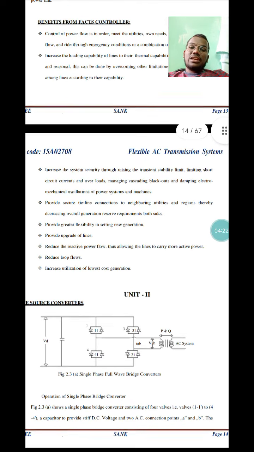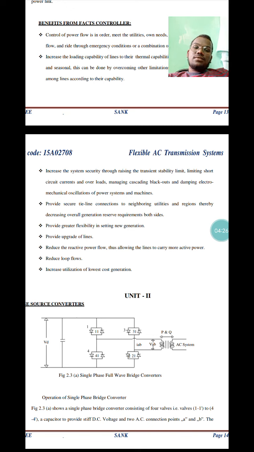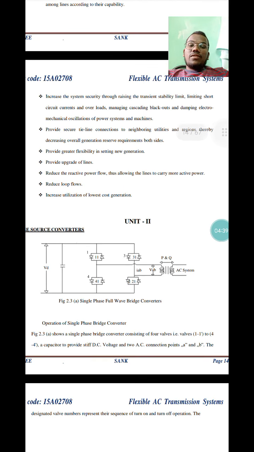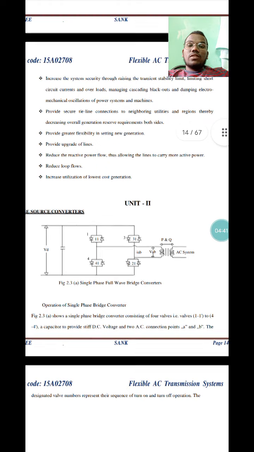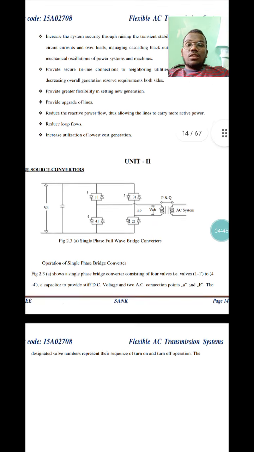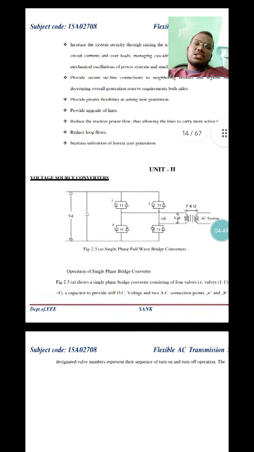Provide secure tie line connections to neighboring cities and regions, thereby decreasing the overall generation reserve requirement on both sides. Provide generators greater flexibility in settings for new generation. Provide upgrade of lines, reduce the reactive power flow, thus allowing the lines to carry more active power and reducing loop flows also. And another topic is VSC, that means the voltage source converter.